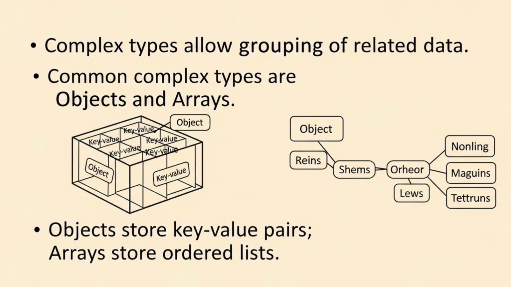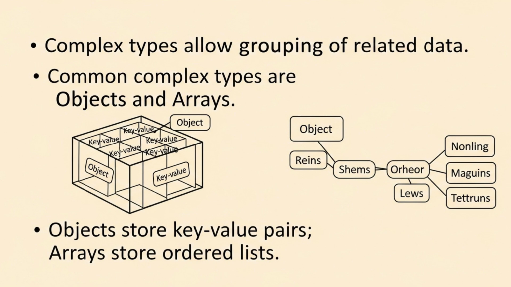Sometimes a single primitive value isn't enough to represent complex information. What if you want to store a collection of details about a person, like name, age, and address, all together? Or perhaps a list of multiple items, like products in a shopping cart? That's where complex data types come into play. They allow you to group related data, providing a structured way to manage more elaborate information. The two most common complex types in JavaScript are objects and arrays.